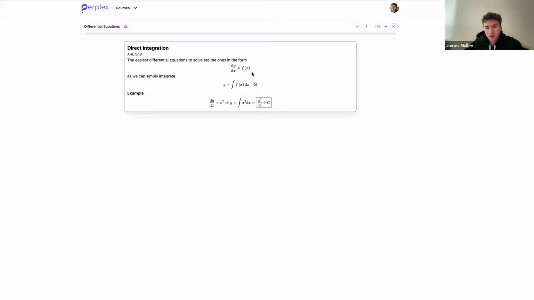The easiest ones to deal with are the ones in the form dy by dx is equal to f of x. And that's the easiest to deal with because I can just integrate both sides and say that y is going to be the integral of f of x dx. If a certain derivative is equal to a function, then y must be equal to the integral of that, because the derivative is the opposite of the integral, antiderivative. So for example, if I had dy by dx is equal to x squared, then y would simply be the integral of x squared dx, which is x cubed over 3 plus c.